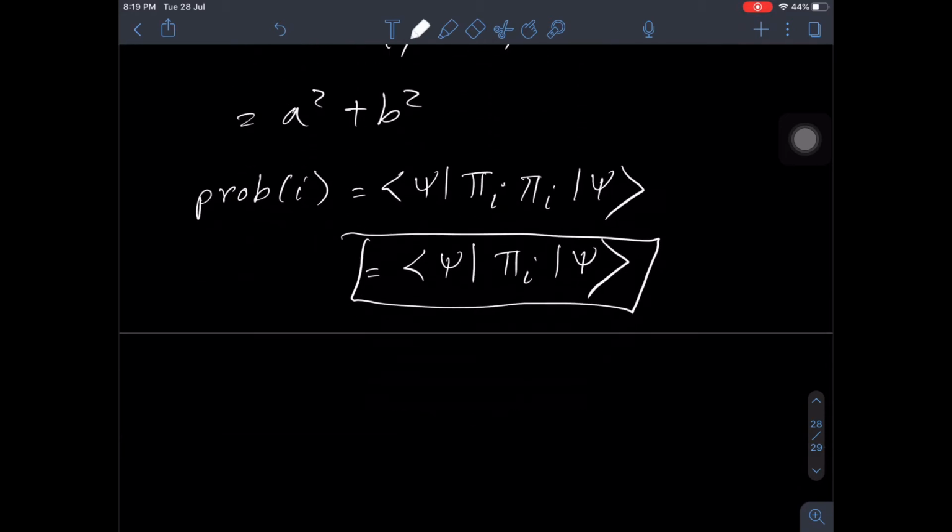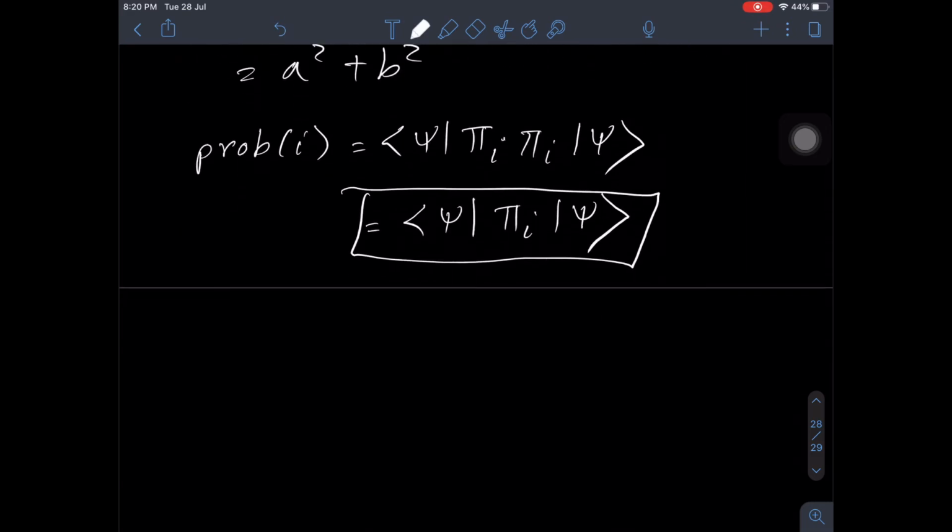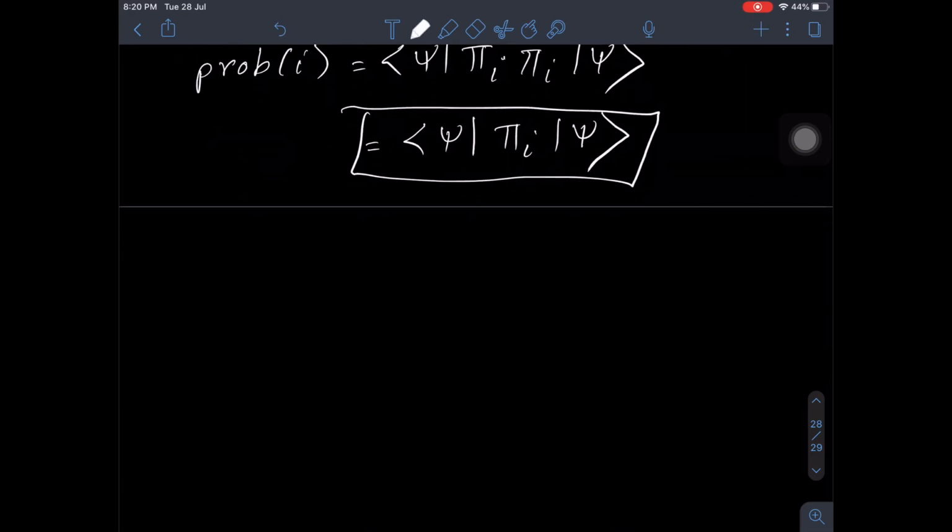And there's one more thing to notice here. If you check this example, you can see that here psi was normalized. That means that square root of a square plus b square plus c square is equal to 1, right? So it has collapsed to this vector. Now obviously square root of a square plus b square is not equal to 1, so your collapsed vector is not normalized. So you have to normalize it. All right? By normalizing, I mean I have to rescale it such that it's a unit vector.